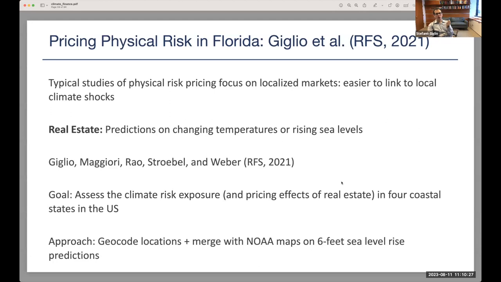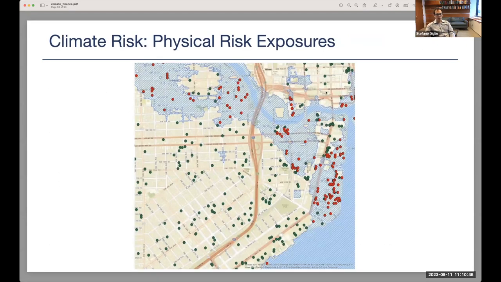We take four coastal states, the two Carolinas, New Jersey, and Florida. And we geocode every house transaction into whether it's exposed to the 6 feet sea level rise, which is kind of a bad scenario in this projection. Okay, so this is just to give you an example.